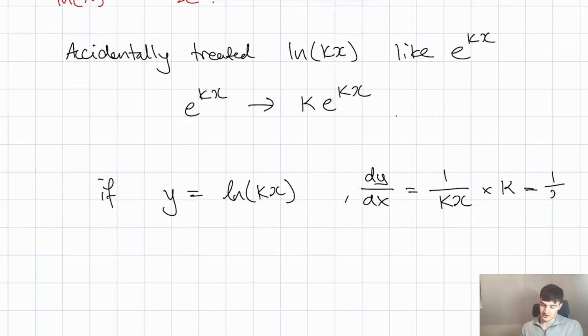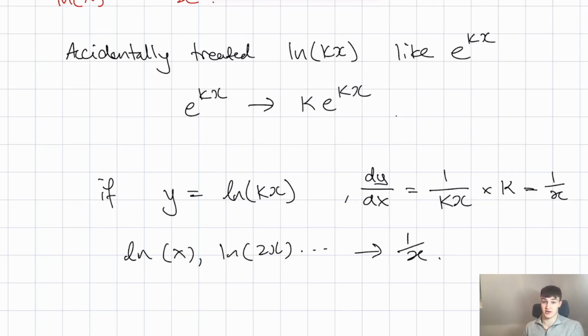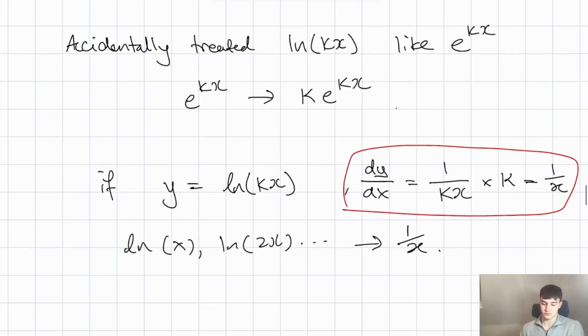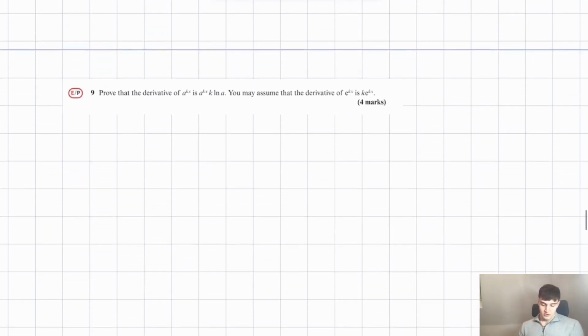And this is the special thing about logs, is that ln of x, ln of 2x, and whatever, they all differentiate to 1 over x. So they all have the same rate of change with respect to the x-axis. So that was a pretty quick question. This is what we should get for the answer. Okay, right, moving on.